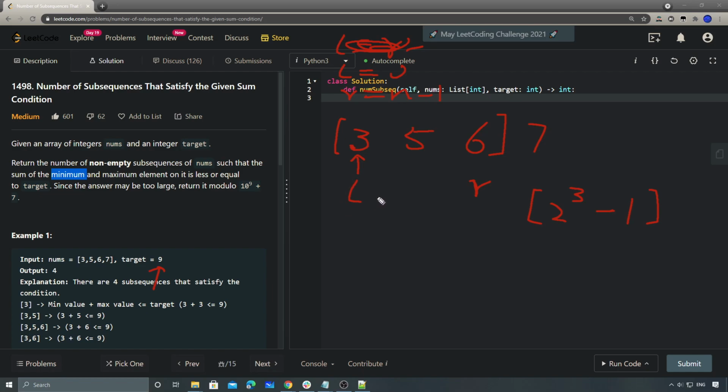And if we have fixed the minimum number to be 3, then I don't care about the maximum number starting from this 6. It can be anywhere between the left and the right, but we have to include this 3. So instead of 3 here, we need 2, because this one is fixed, so we only have 2 numbers left. We can do a full subsequence count of these 2 numbers.